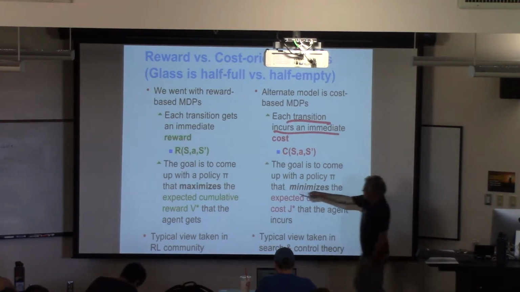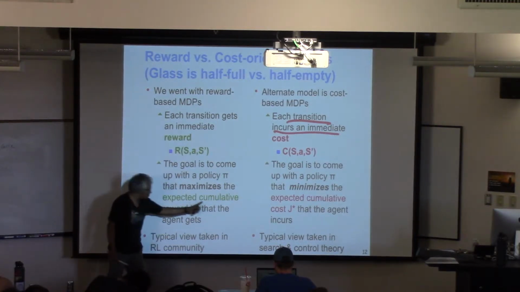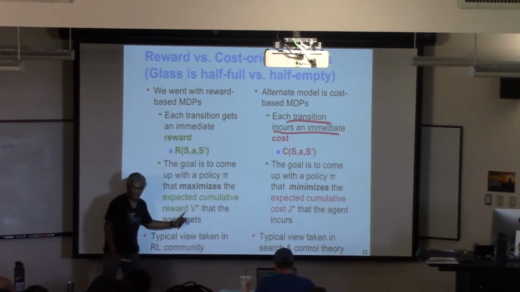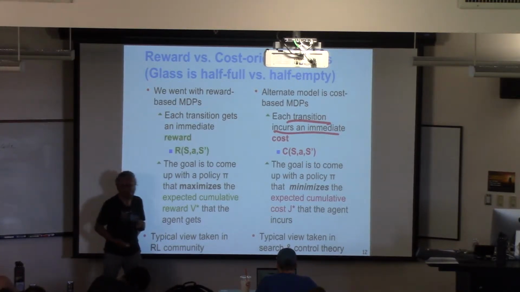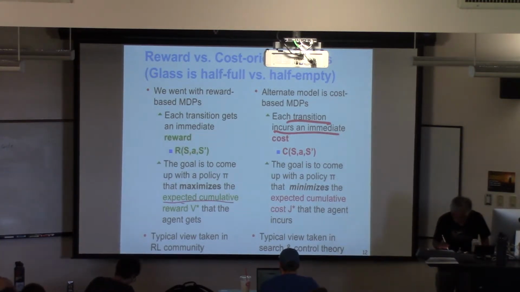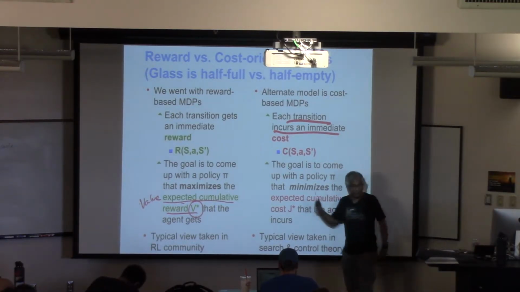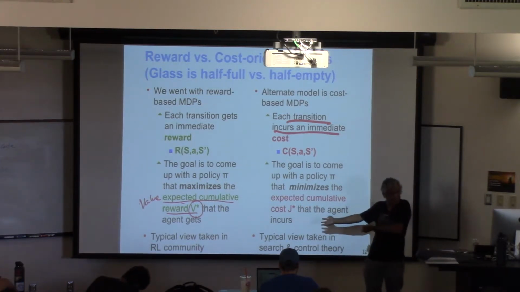The goal here is to come up with a policy pi that maximizes the expected cumulative reward that the agent gets from every state. The expected cumulative reward is called value. And maximizing it gives the optimal value V star. You tend to think in terms of V star. In the cost view, we will be thinking in terms of cost.